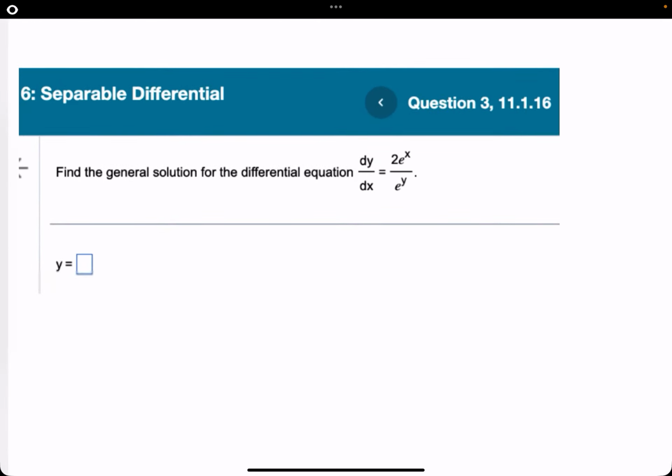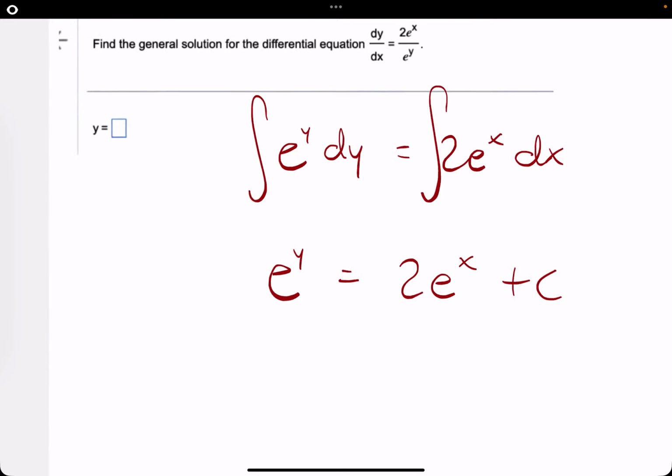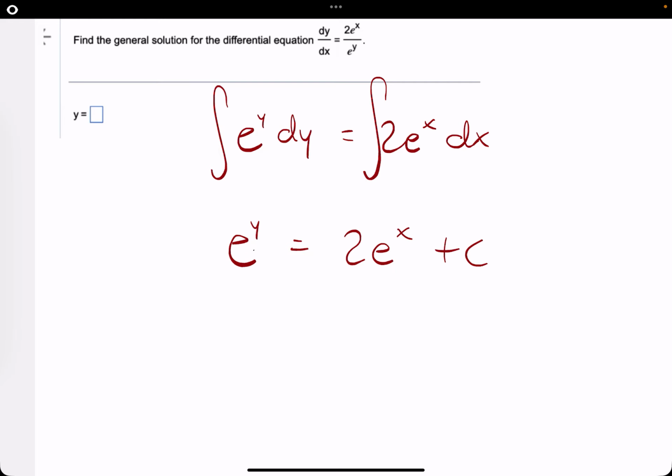Find the general solution for this differential equation. Same process. Multiply the e to the y to the other side, so we have e to the y dy. Multiply the dx over. You have 2e to the x dx. Integrate. E to the y has an integral of just e to the y. 2e to the x, same thing, 2e to the x plus c. Eliminate the e, so we get y by itself by taking the natural log of both sides.